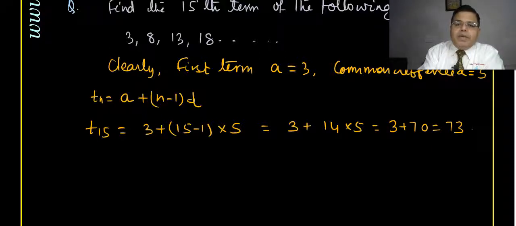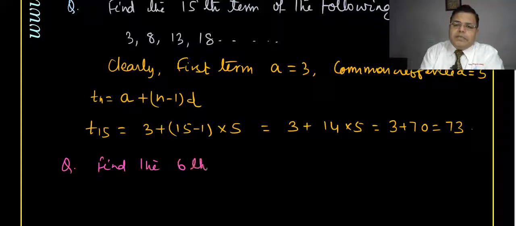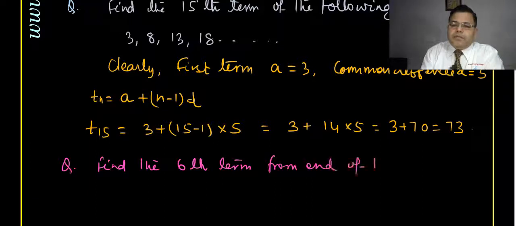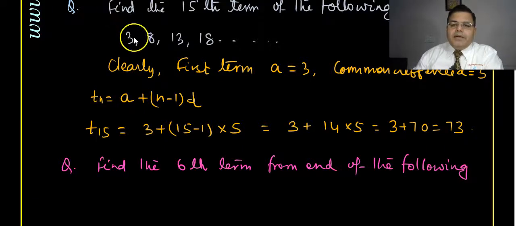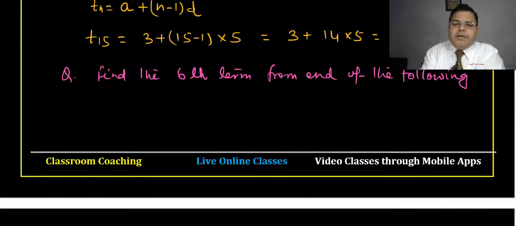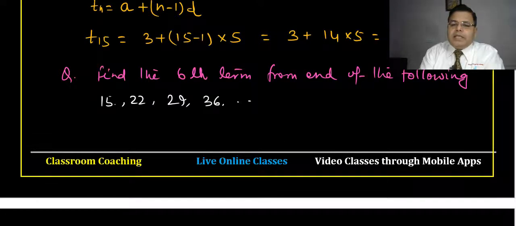Now, in a similar way, I can have one more question, and that is: find the 6th term from the end of the following sequence. Suppose the sequence is given as 15, 22, 29, then 36, and so on.